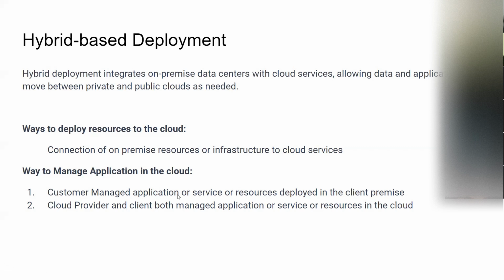Ways to manage applications in hybrid cloud: the same way that you manage applications on-prem, you also manage applications in hybrid. Those applications that are on your own premises, the client manages them. While those applications that are on the cloud, both the client and the cloud provider manage them. Anything on-prem, you manage yourself. While those in the cloud, you might have some that you manage, then AWS might share responsibility for some with you.